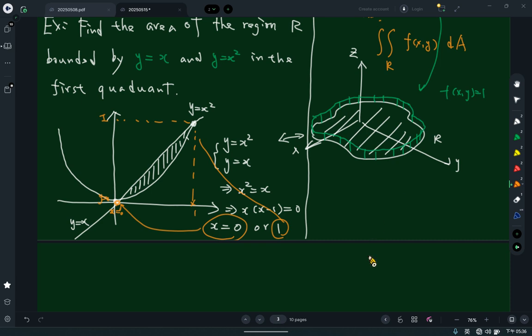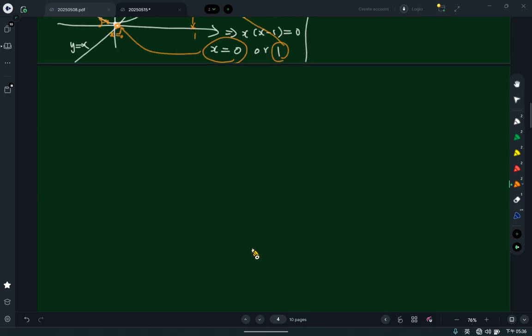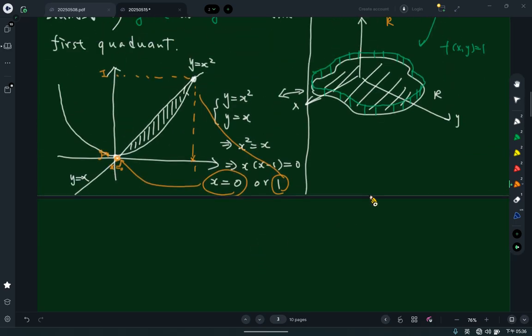Right? By using 1 as an input for either y is equal to x or y is equal to x squared, we always get the y value as 1. Okay? So once we know where the region is, the next step is to construct the double integration. So the area A can be expressed as a double integral.